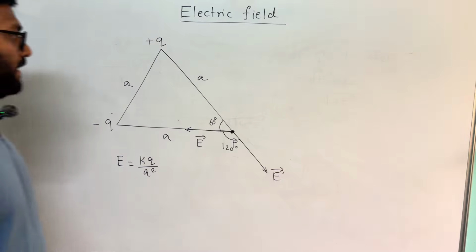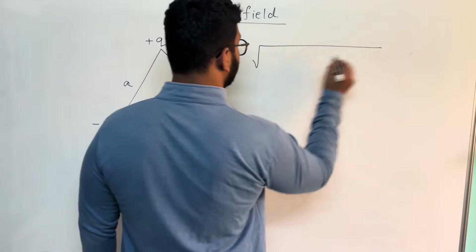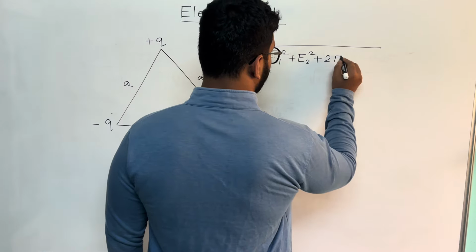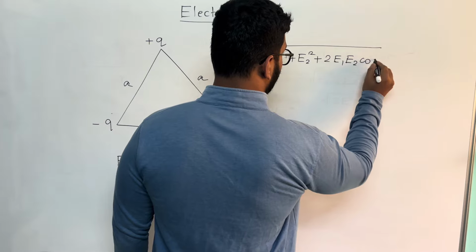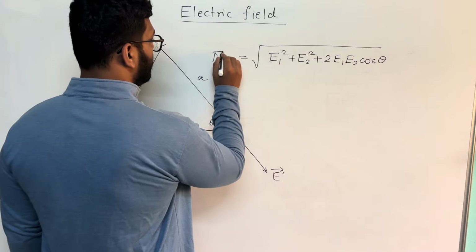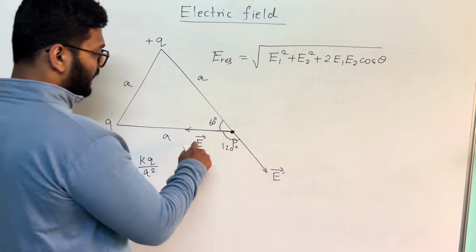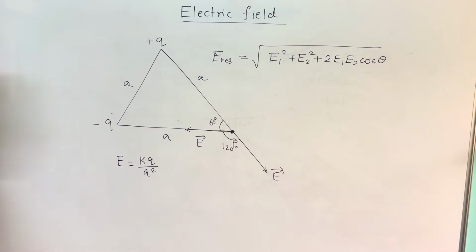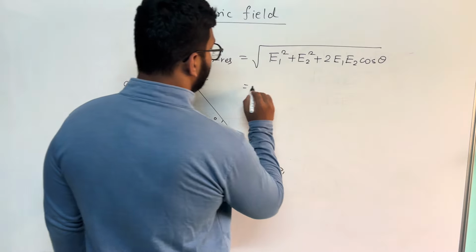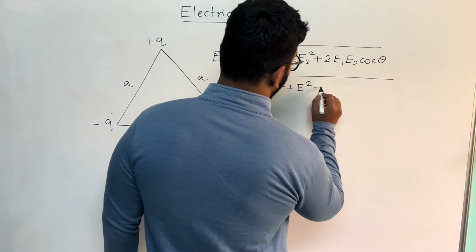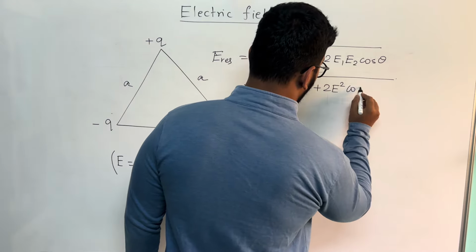So now how will we find the resultant? We know square root of E1 square plus E2 square plus 2 E1 E2 cos theta is the magnitude of the resultant vector, the resultant electric field, right? Now theta is 120 degree, so we can write cos of 120, and both of these have the same magnitude, that is kq by a square, so I will write the magnitude as capital E only. So let's look at the square root of E square plus E square plus 2E square cos of 120.